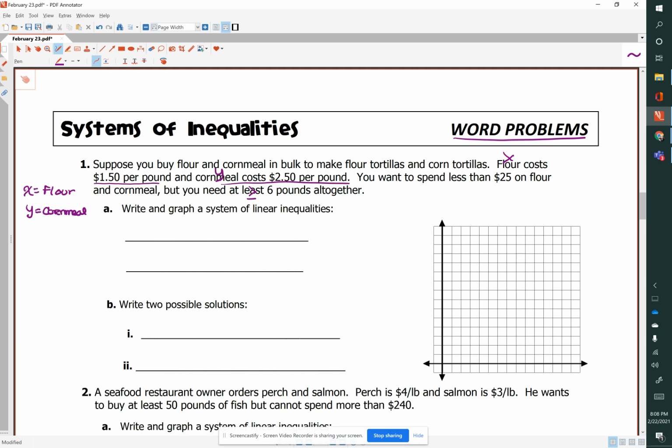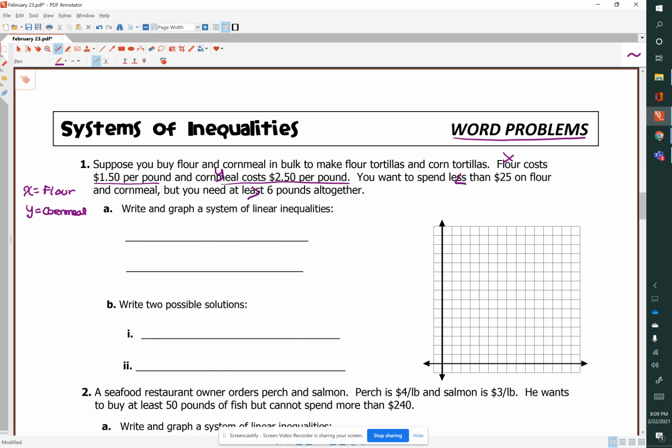So you need to tease that out first when you look at these. I'm going to say that I think it should be less than $25. Less means less, 25 is not okay. You're going to spend up to $24.99. And I'm going to say greater than with the flour, with the number of pounds that you need altogether. So these are your goals.